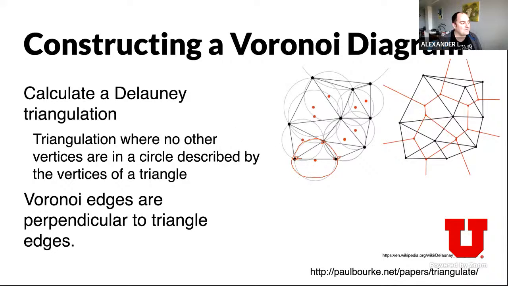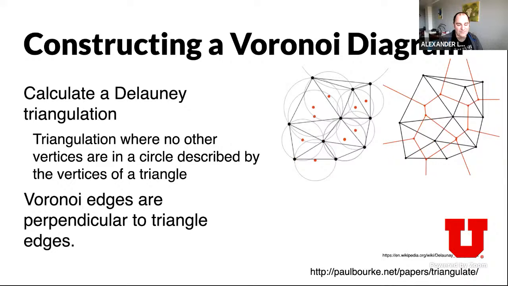If you then take the perpendicular edges, the Voronoi edges are perpendicular to the triangle edges. So if you have your Delaunay triangulation here, you can simply take the perpendicular to that through the center point, and then you get your Voronoi diagram. Now, this is partially helpful, but we also need to know how to calculate a Delaunay triangulation.